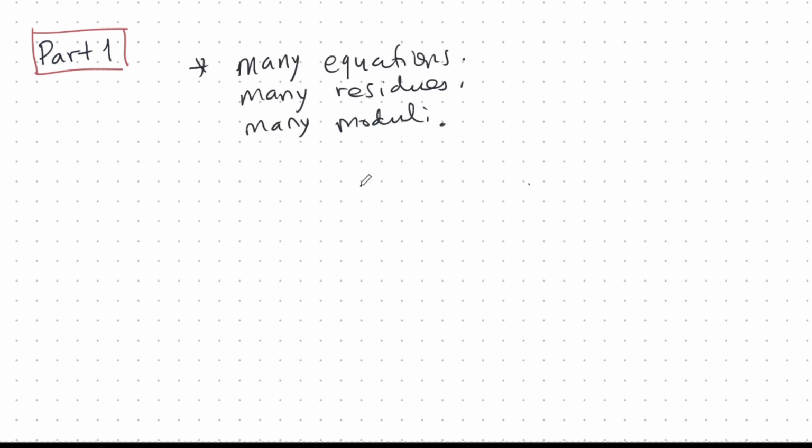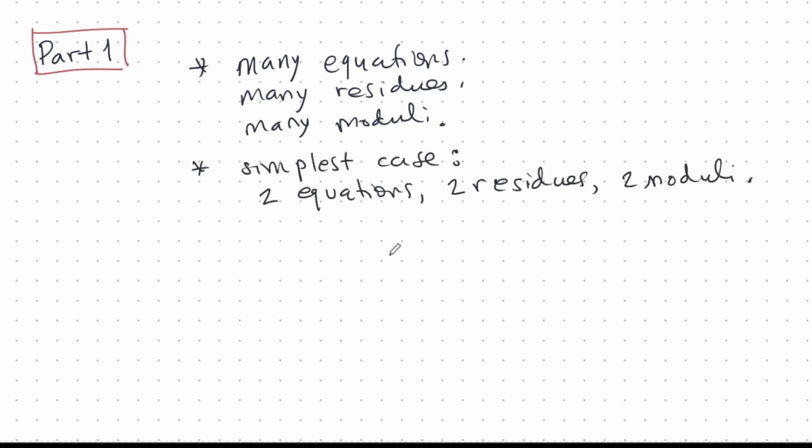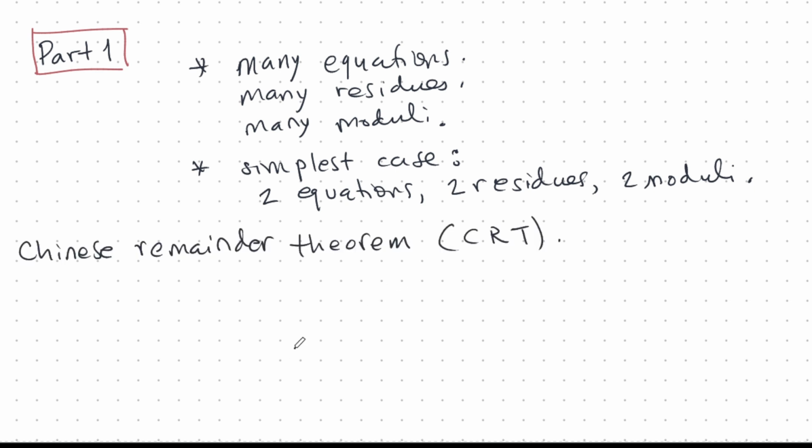In the fullest form, the Chinese Remainder Theorem is a theorem about the existence of solutions to many congruence equations. Many equations, many residues, many moduli. That may be a little bit overwhelming when you see it for the first time, so we'll look at the simplest possible case of the Chinese Remainder Theorem. So the simplest case is 2 equations, 2 residues, and 2 moduli. The Chinese Remainder Theorem, or just CRT for short, tells us the following.